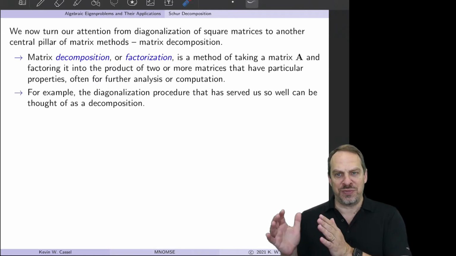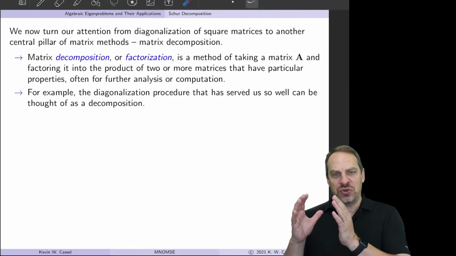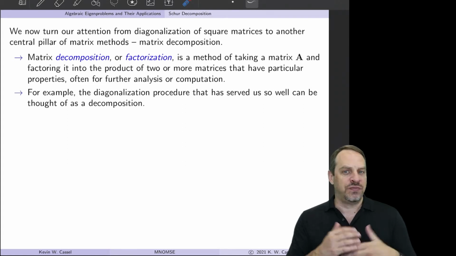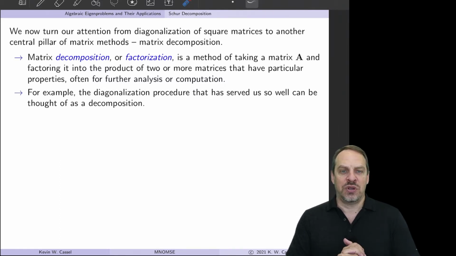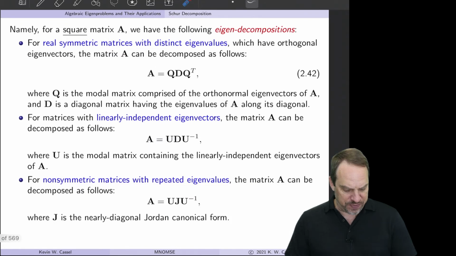The idea is we're going to take a general matrix A, and then we want to be able to factorize it into the product of multiple matrices. Usually those matrices have some desirable properties which allow us to do further analysis or solve the system or whatever the application demands. In fact, the diagonalization procedure itself that we've been looking at can be framed as an example of a matrix decomposition in the following way.